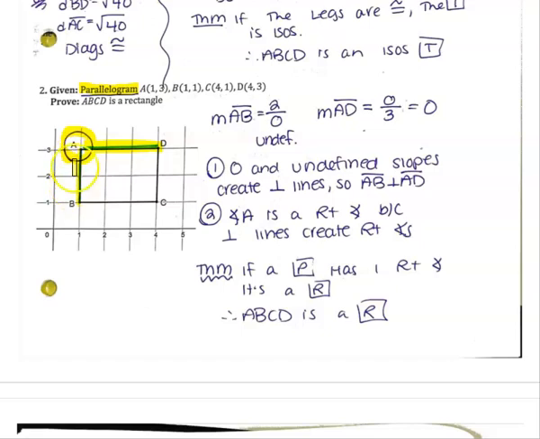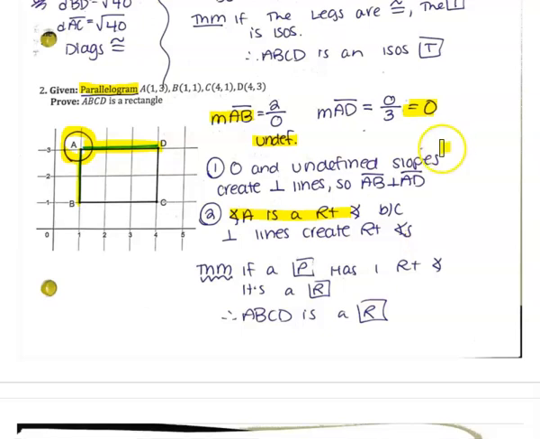And the slope of AB is 2 over 0, which is undefined. The slope of AD is 0 over 3, which is just 0. Now, these are not negative reciprocals per se, but they are always slopes that will end up being perpendicular segments. So, this is a new way we write it up. First thing I say is 0 and undefined slopes create perpendicular lines, so AB is perpendicular to AD. Therefore, angle A must be a right angle because perpendicular lines form right angles.